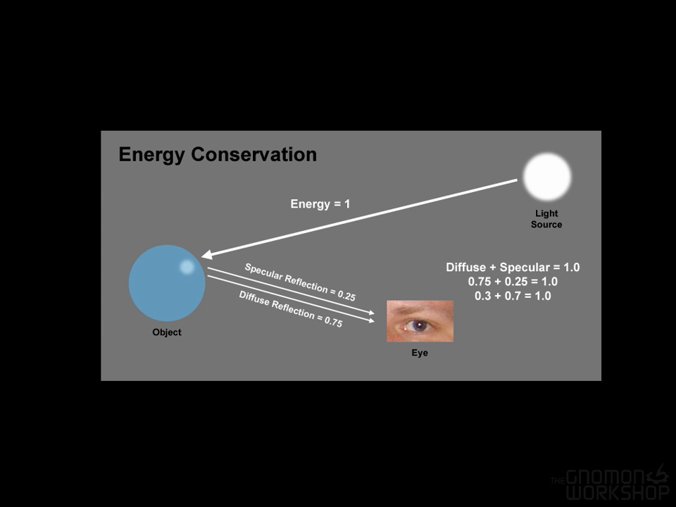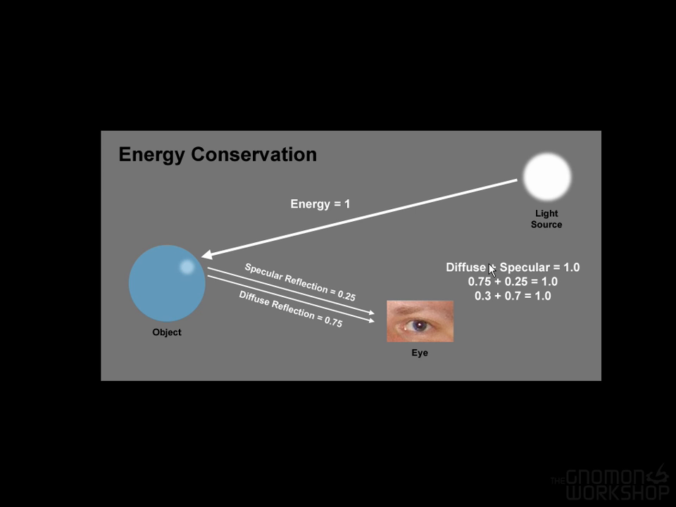So here's the law of energy conservation in a nutshell. Say you have a light source and it's shooting out a light energy of 1. The most that the object can reflect back into the viewer's eye is equal to the energy that hit it in the first place, so therefore a value of 1. Now, light that comes off a surface can come off as either a diffuse reflection or a specular reflection.